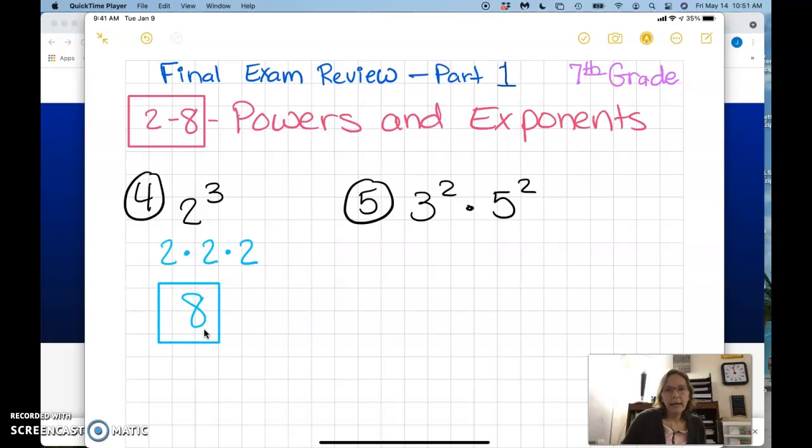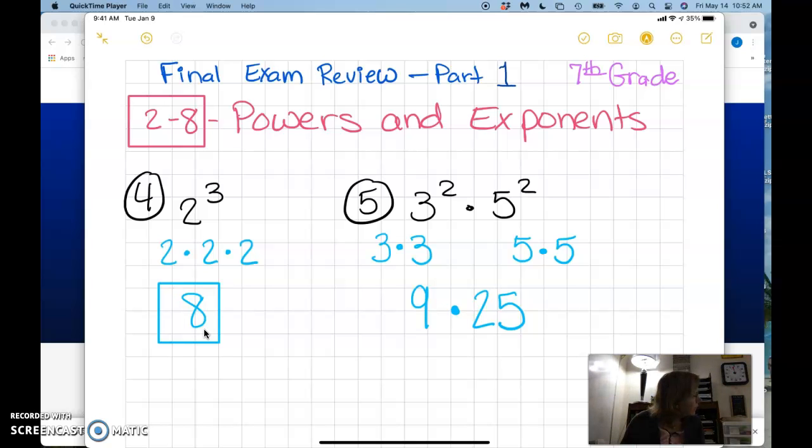All right, so for the next one, let's do the same thing. Let's take each number one at a time. First, I have 3 to the 2nd power, which is 3 times 3. 3 times 3 is 9. I'm going to keep my little multiplication dot there because this problem has multiple steps. Then I'm going to do 5 to the 2nd power, which is 5 times 5, which is 25. And then I'm going to multiply those two together. So 25 times 9.